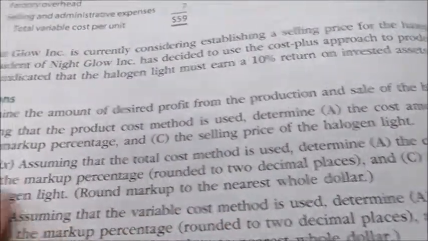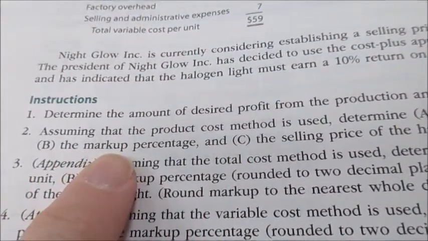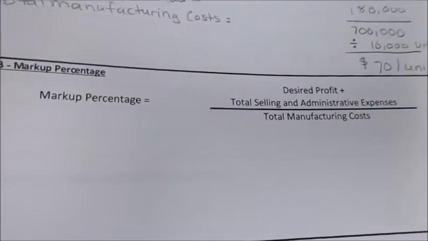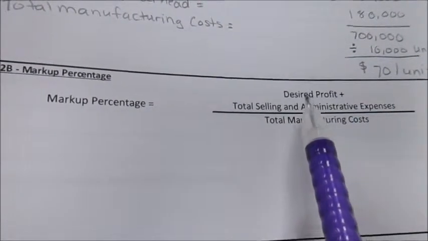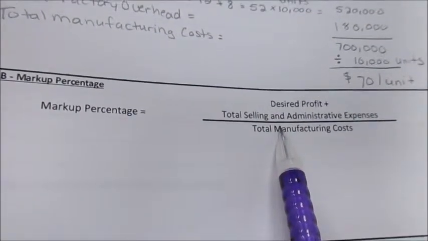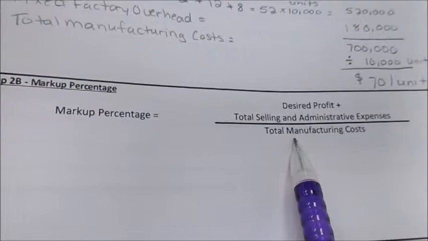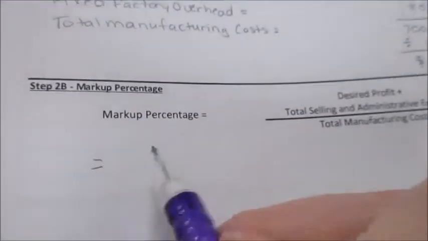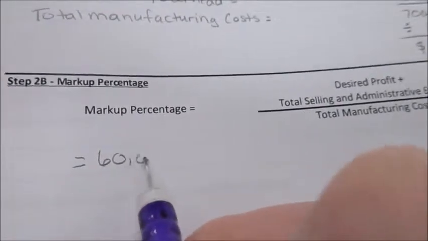So then our textbook tells us B, we want to find the markup percentage. So in step 2B, I gave you the equation here to find the markup percentage, and it is the desired profit plus the total selling and administrative expenses divided by the total manufacturing costs. So in step 1, we found our desired profit was $60,000.